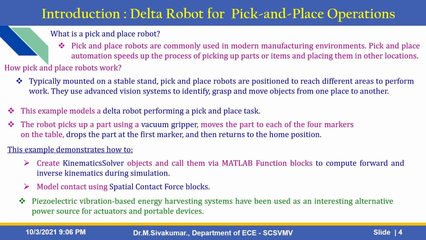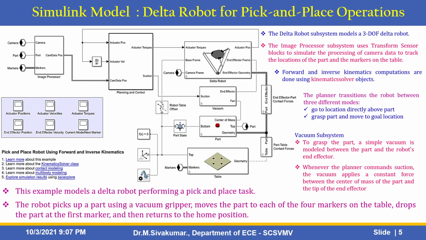This example demonstrates how to create kinematic solver objects using MATLAB and call them via MATLAB function blocks to compute forward and inverse kinematics during simulation. Then it models contact using spatial contact force blocks. This is the Simulink model of the Delta robot for pick and place operations. The Delta robot subsystem models a 3 degree of freedom Delta robot. Using this example, we can pick up a part using the vacuum gripper and move the part to each of the 4 markers on the table, drop the part at the first marker and then return to the previous position, the home position.